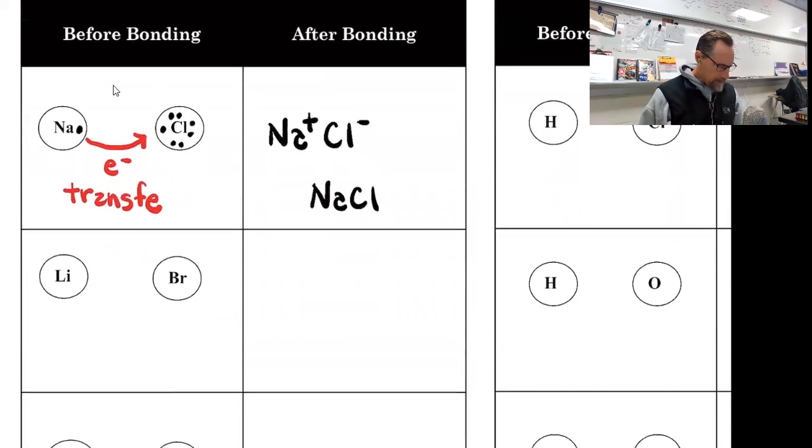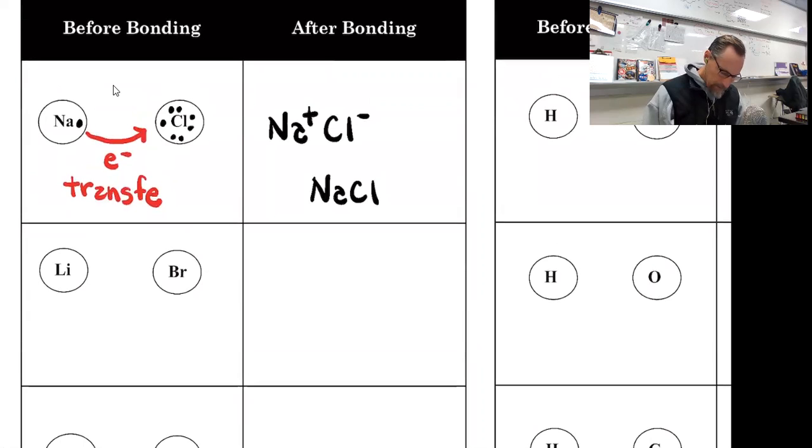Okay, let's do another example. Lithium, group 1, has 1 dot. Bromine has 7 dots, 7 electrons. So again, I'm going to transfer that electron over.